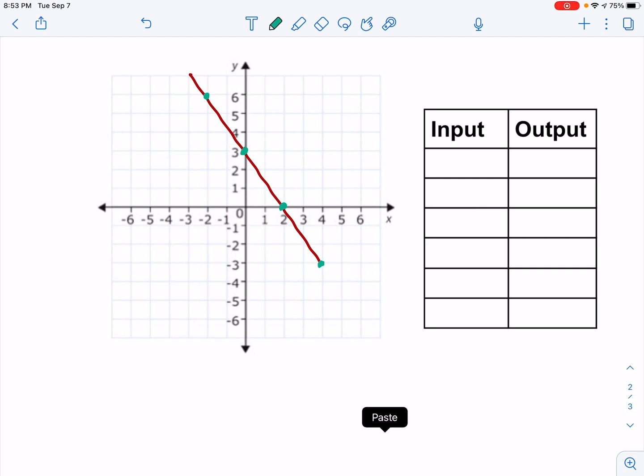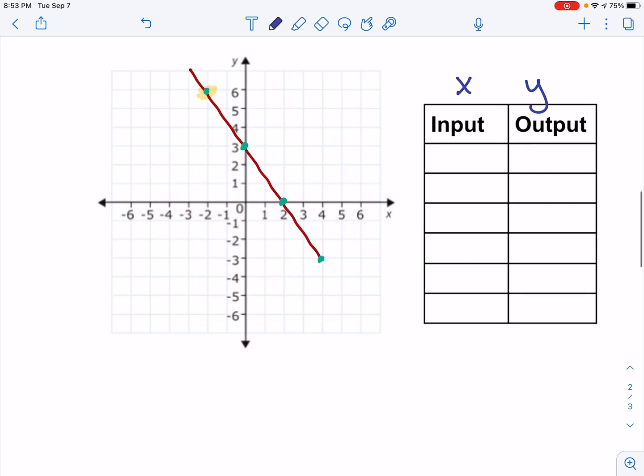So again, we want to remember that our inputs are our x values and our outputs are our y. Now this is just like what we did before, but now we had to actually mark the points. So I'm going to start with this one here on the left. That point there is -2, 6. So that means my x is -2 and my y is 6. Going over here to this next point that I highlighted in the middle, that point is 0, 3. So my x is 0 and my y is 3.